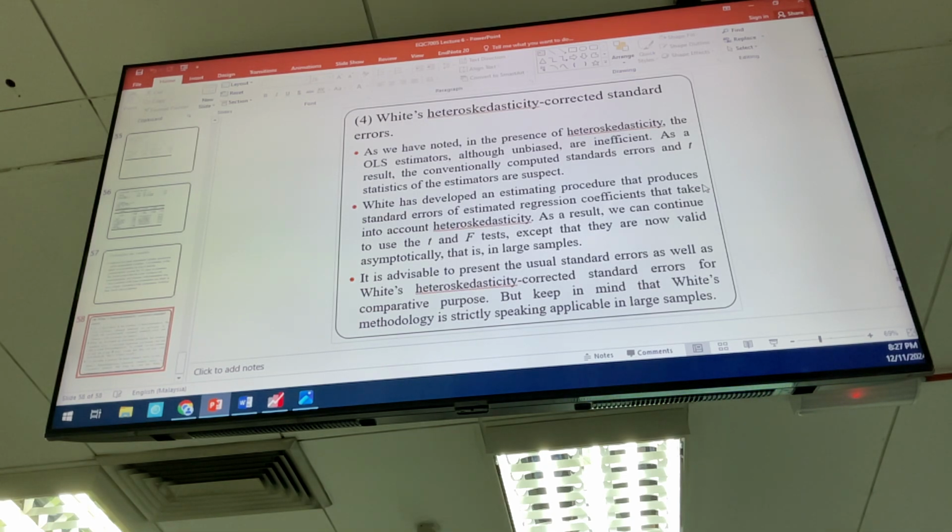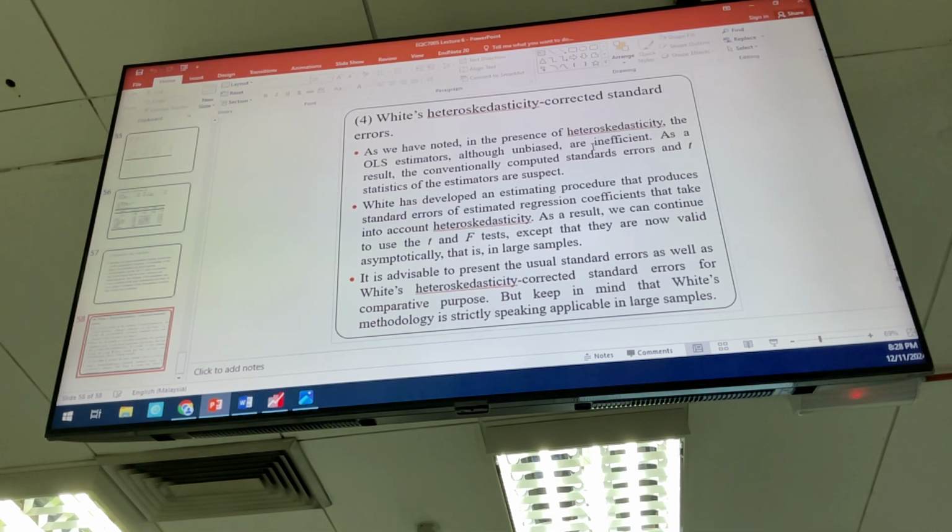The last possible way is using the robust standard error. This one we call the White heteroscedasticity-corrected standard errors. As we have noted, in the presence of heteroscedasticity, the ordinary least squares estimators, although unbiased, are inefficient. Although the average of all possible estimates equals the true value, it is no longer efficient, meaning that it affects the variance of the estimator. So as a result, the conventionally computed standard errors and the t statistics of the estimator are suspect.